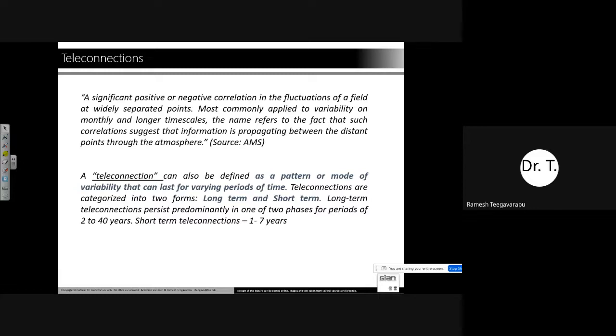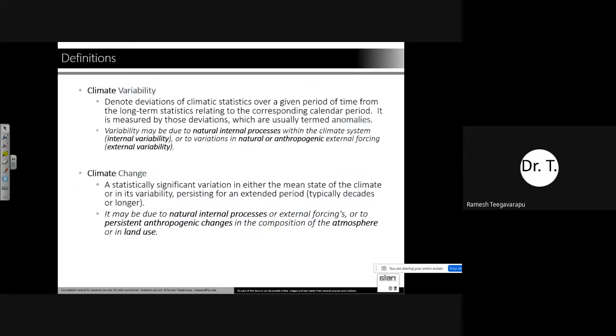Okay, there are long-term and short-term teleconnections. Tele means distant, and connections we know. So that's the whole idea of having this distant connection between two hydroclimatic variables varying in a particular pattern, and that pattern can have an effect on regional climate.